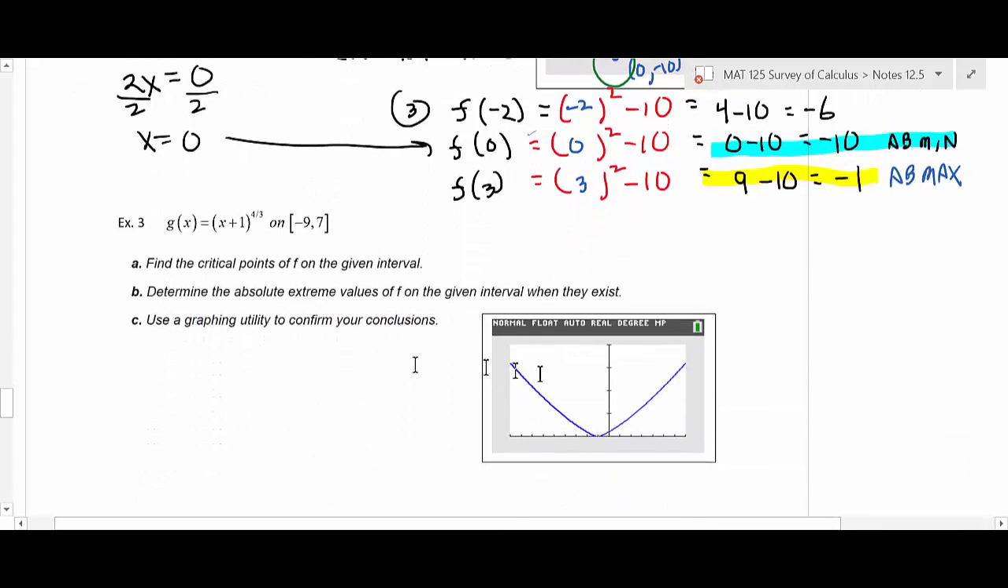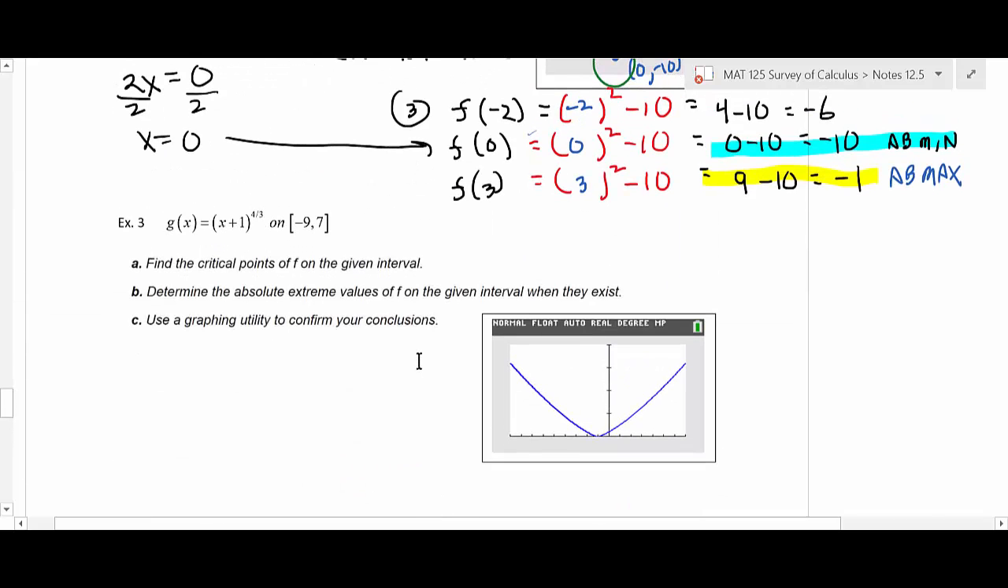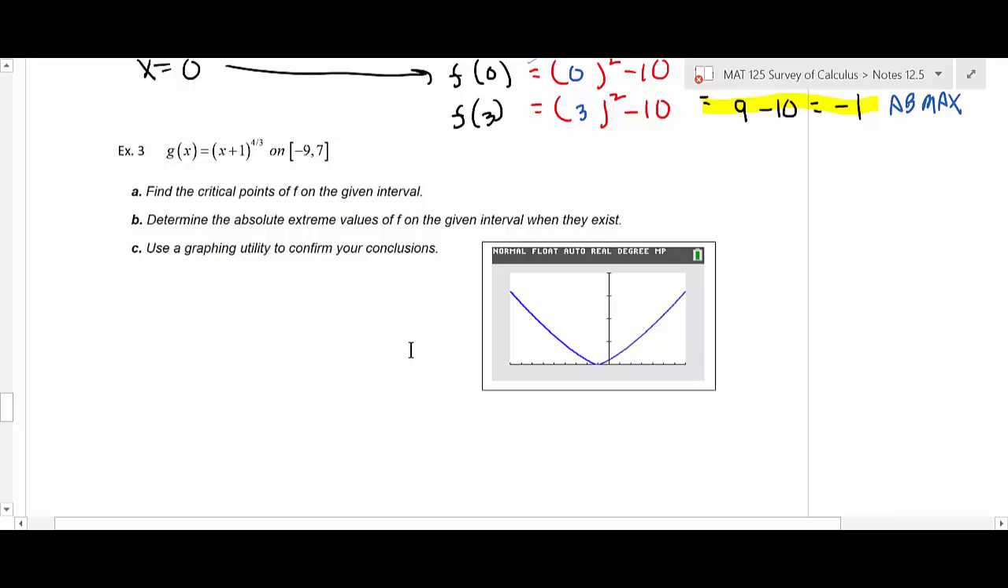Okay, let's do one more, then we'll take a break. I'm not going to do too many of these because if you follow the directions on here, you're going to do the same things over and over again. So here's a different function. I'm given this function and I'm given this.